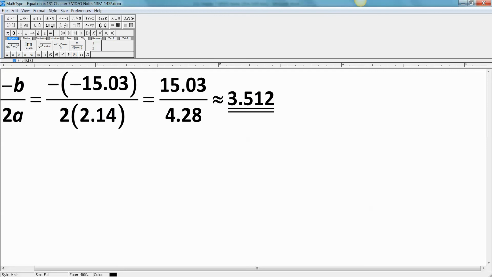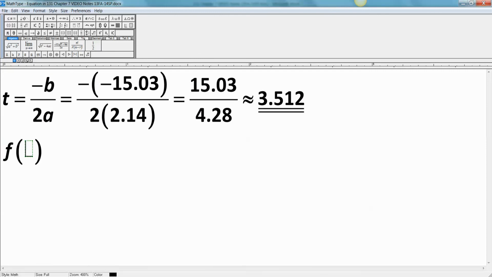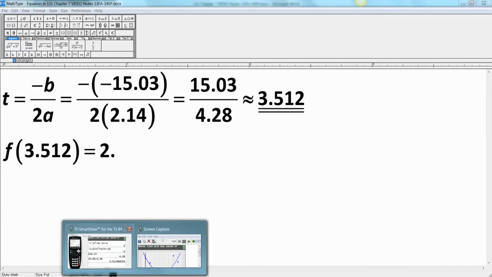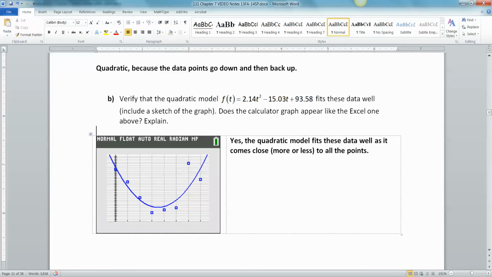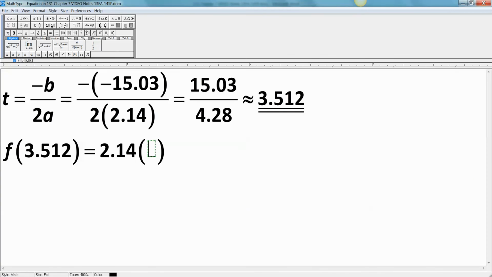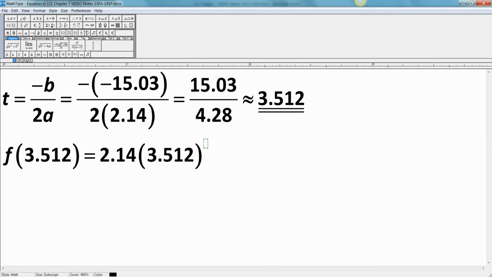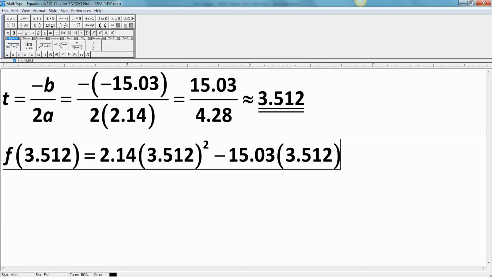Okay, so there's our t value. Now the y value is f of t. So I want f of 3.512. So that would be positive 2.14 times that number squared. All right, 2.14 times 3.512 squared minus 15.03 times 3.512, plus 93.58, and then I'll just make my calculator find that.